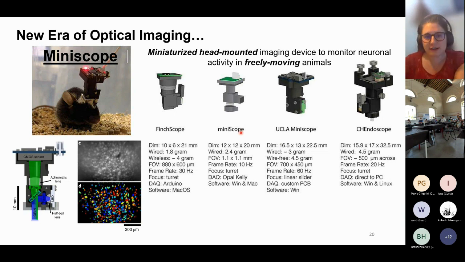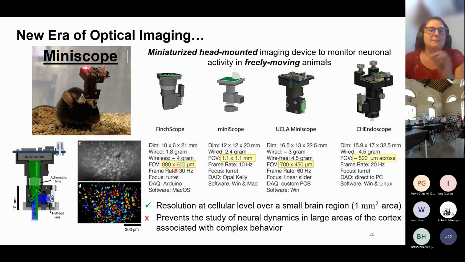Miniscopes present different features and designs, but as we can see, almost all of these present a small field of view, so they allow studying neural activity at a cellular level over a small brain region, and also require access to this small brain region. In most cases, a craniotomy is necessary. So all of this precludes the study of neural dynamics distributed over large cortical areas associated with complex behavior like social interaction.